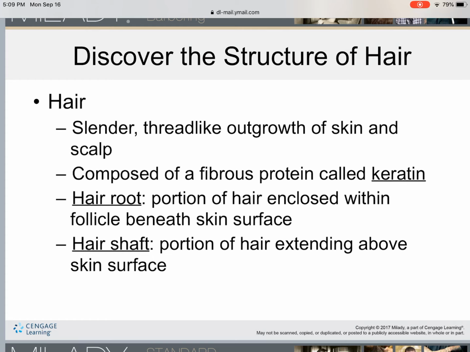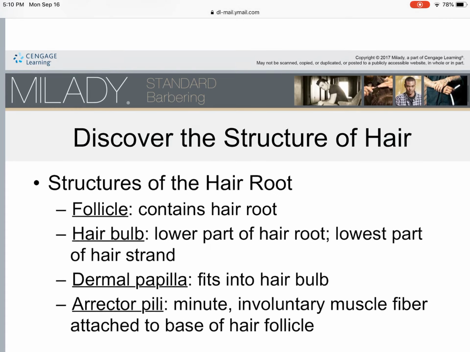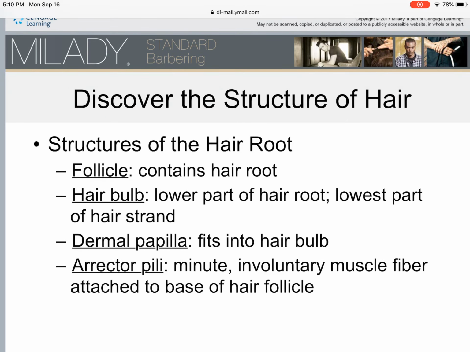Hair is a slender, thread-like outgrowth of the skin and scalp, composed chiefly of the protein keratin. You have 2 parts. It's the root and the hair shaft. The hair root is the portion of the hair beneath the skin surface enclosed within the follicle, and the hair shaft is the portion of the hair extending above or beyond the skin surface. Structures of the hair root consist of your follicle, bulb, dermal papilla, erector pili muscle, and sebaceous glands.